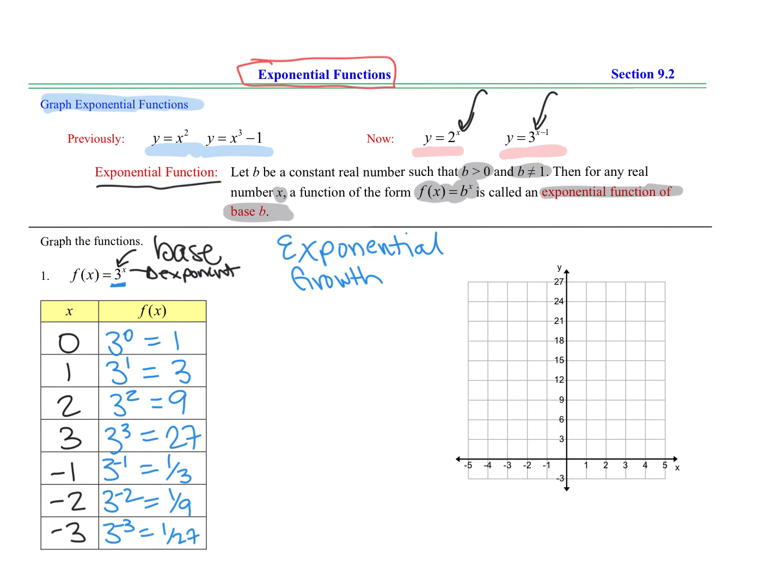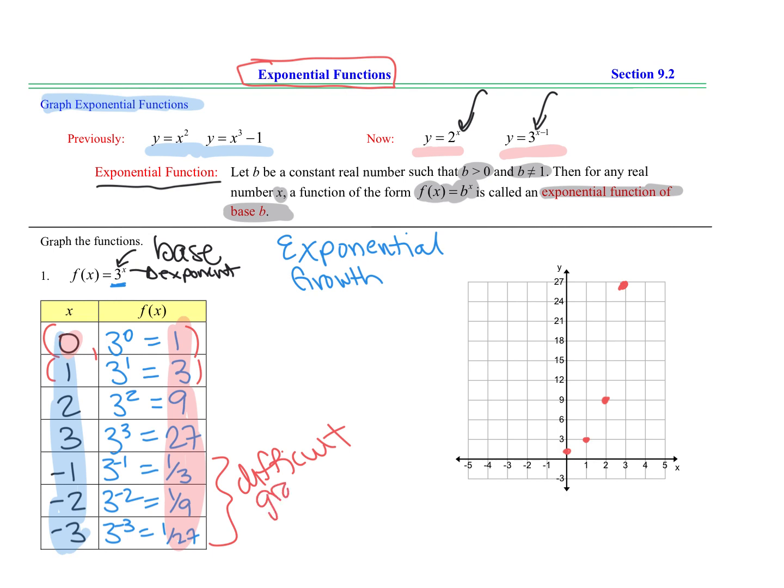So I'll start with my ordered pair 0, 1, and just do your best. And then 1, 3. I'm just taking the ordered pairs from these, which are my x's, and then here are my y's. So I'm just graphing each ordered pair. So 0, 1, 1, 3. Okay, 2, 9. 3, 27. And then this gets a little difficult to graph.